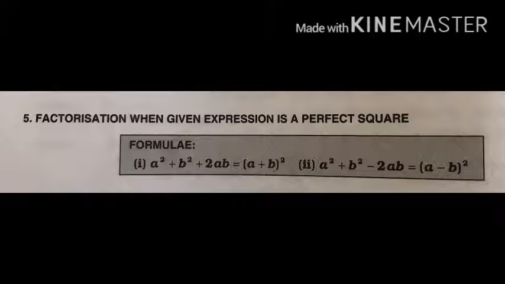Now for exercise 7c, the factorization when the given expression is a perfect square. In this we use the formula a square plus b square plus 2ab is equal to a plus b whole square, and a square plus b square minus 2ab is equal to a minus b whole square.